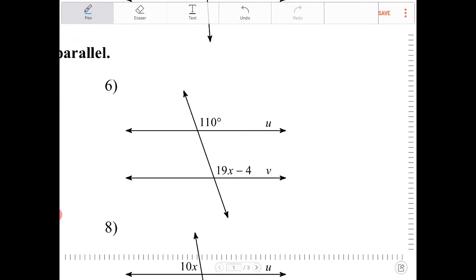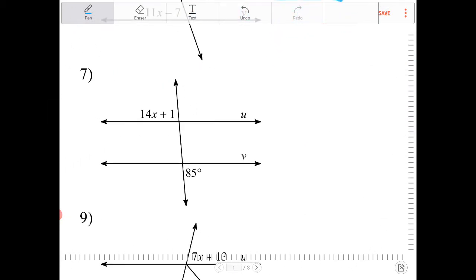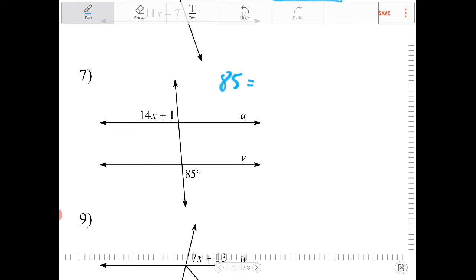Let's move over to question 6. Here we have corresponding angles, so 110 is equal to 19x minus 4, or 114 is equal to 19x. If we divide both sides by 19, we end up with x equal to 6. Here we have alternate exterior angles. Alternate exterior angles are congruent, so 85 will equal 14x plus 1. Therefore 14x will equal 84, or simply x is equal to 6.